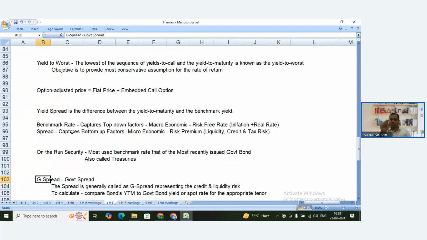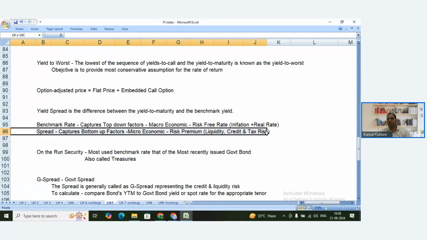Okay, so now different types of dosas are coming. One is the yield spread, the G spread, generally called the spread. Which spread? The spread generally called the G spread, representing the credit, liquidity, and tax risk. Okay, this spread is called the G spread.